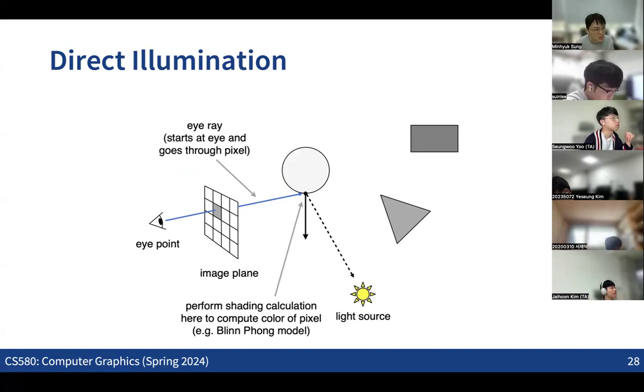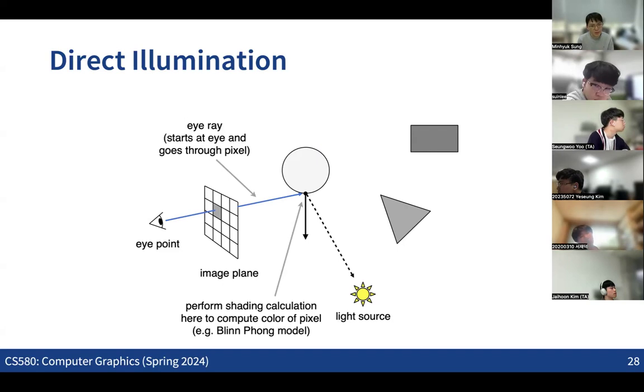Direct illumination is the case where we only consider ray casting, shooting the ray from the pixel of the image plane and seeing the first intersection point. At that point, we also shoot a ray to the light source, computing the reflection at the first intersection point. If we only use this information to determine the final light coming into the pixel, that becomes the direct illumination case that we have seen in the previous slides.